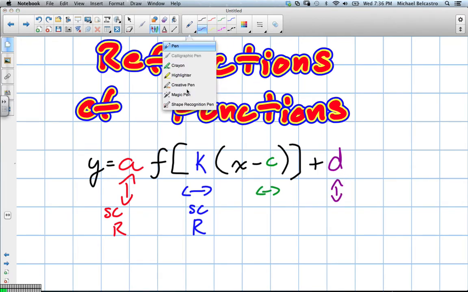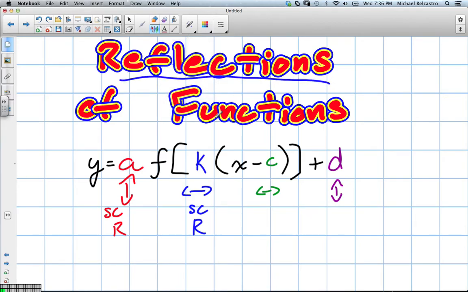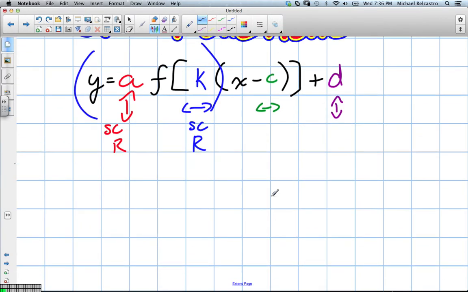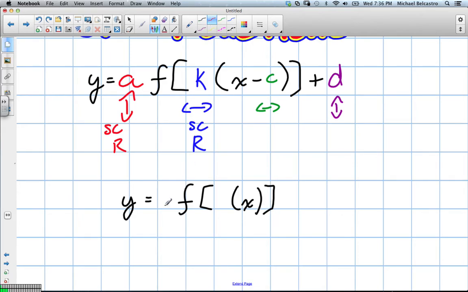Since we're focusing on reflections only, I'm going to rewrite this as just a function of A and K. We're not going to write the C and D because they're not really that important to what we're trying to focus on right now. So y is equal to the function, write it like this, A and K.